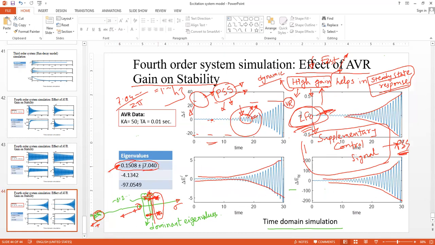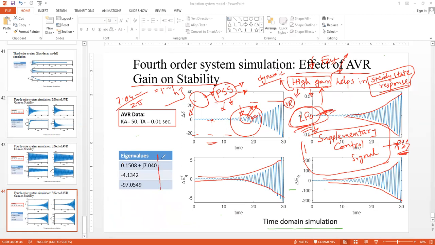So the complex conjugate pairs are actually getting affected. Now, if you want to see specifically which state this set of eigenvalues belongs to, you have to take the help of participation factor analysis. And you can clearly see that they are mostly related with these two states, delta and omega. This is related with EQ dash, and this is related to EFD.